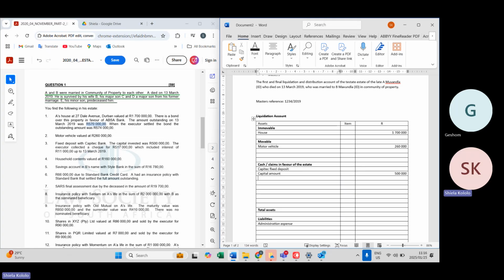And then we see that, okay, when the executor collected the money, it was in total 517,000, including interest. In that interest, only 11,000 was up till date of death. So what does that mean? It means that the rest of the 6,000 is money incurred after date of death, and for that reason, we are not going to include it in our liquidation account, but in a separate account where we account for things that we incurred or monies that we collected after date of death.